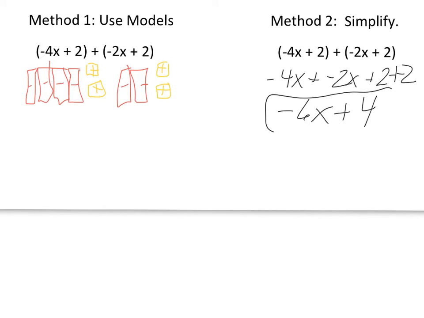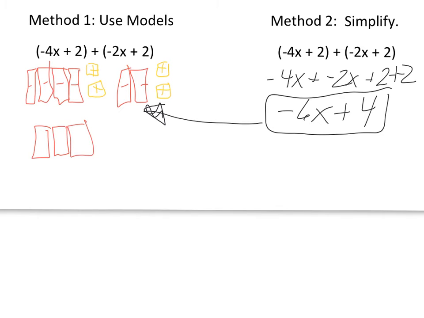So my final answer is negative 6x plus 4, and that is the same as this result once I add it all together. So I actually have 6 of the rectangular tiles, and they are all negative. And then finally, I have 4 of the constant tiles, which are positive. And that still gives me the same result, negative 6x plus 4.